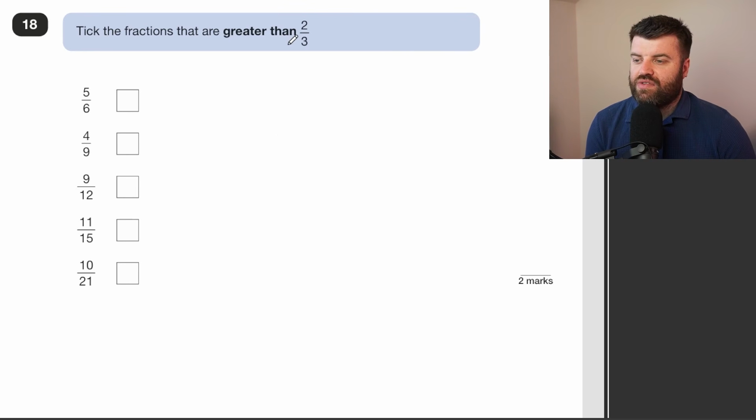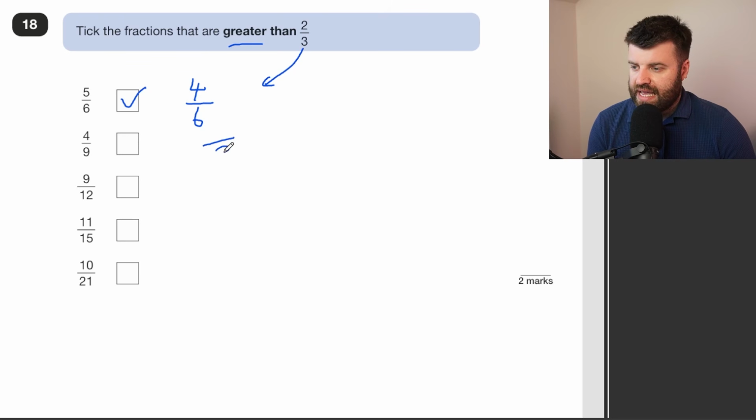Tick the fractions that are greater than 2/3. What we have to do here is make sure the denominators are the same. So let's take 2/3. I'm going to make it a denominator of 6, multiply the top and bottom by 2. I get 4/6. Is 5/6 bigger than 4/6? Is it greater? Yes, I'm going to tick it.